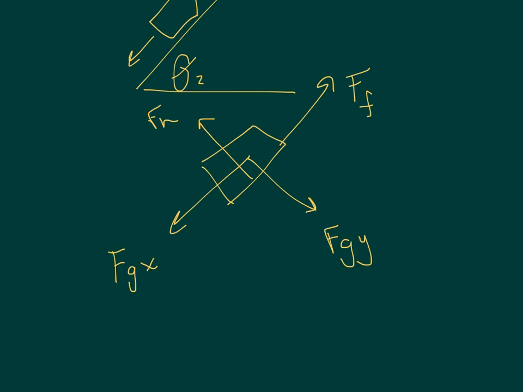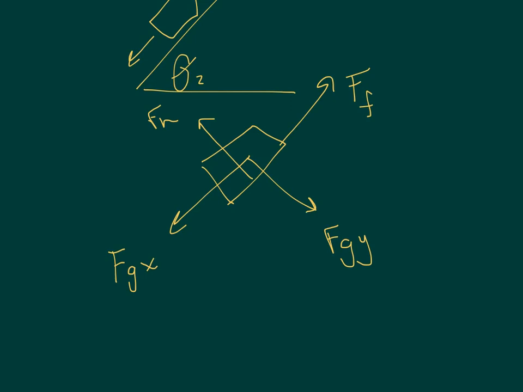What is really pulling this object down the ramp? Which of these 4 forces? FGX. FGX is what's really pulling this down the plane. So when I'm increasing theta, I'm really increasing FGX. As I increase that angle, as I take my stylus here, it's not moving, it's not moving, it starts to move. I'm making FGX stronger.